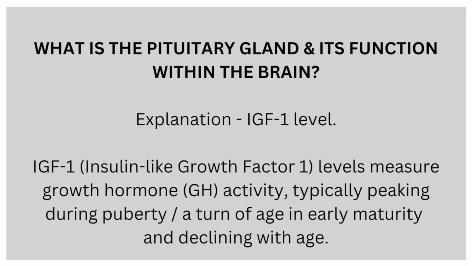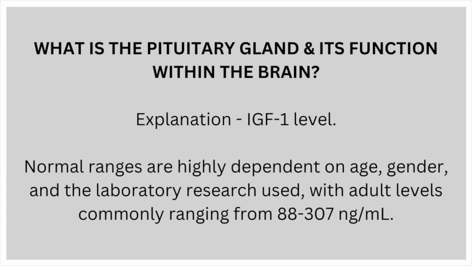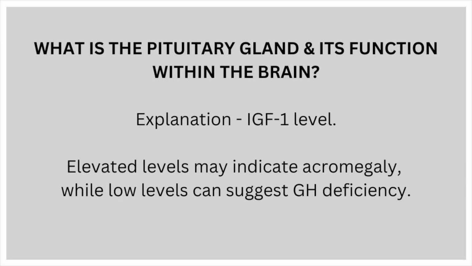Explanation. IGF-1 level. IGF-1 levels measure growth hormone activity, typically peaking during a turn of age in early maturity and declining with age. Normal ranges are highly dependent on your age, gender and the laboratory research used. Adult levels commonly ranging from 88 to 307 milliliters. Elevated levels may indicate acromegaly, while low levels suggest growth hormone deficiency.